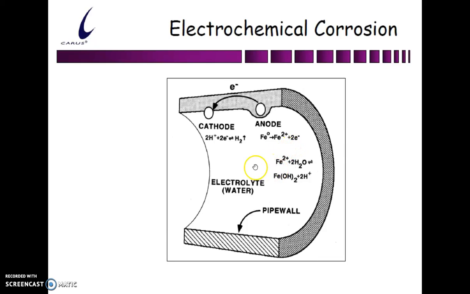These electrons then will react with water and the acid in water, which we call protons, to form hydrogen gas. So here's an electrochemical reaction that's occurring, and as a result of this reaction in the presence of water, ferrous iron is released, and this ferrous iron will then react with additional water to form rust. And that is what causes the scale on the inside of the pipe.